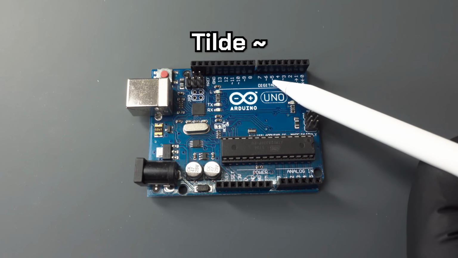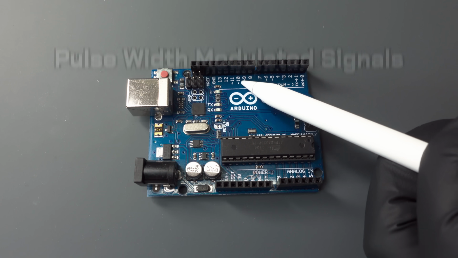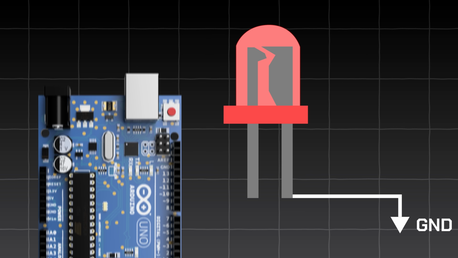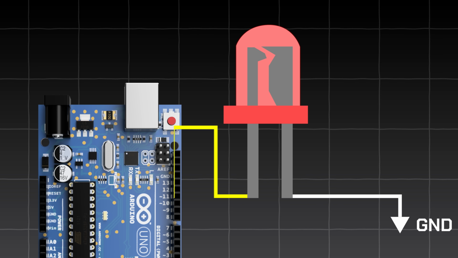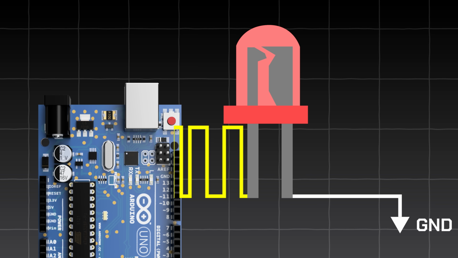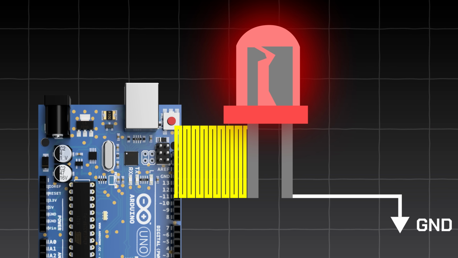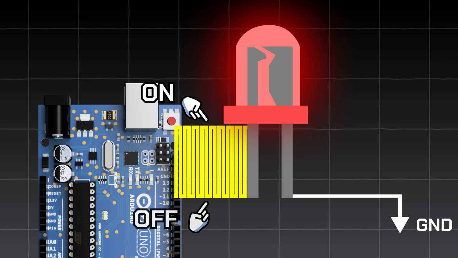Pins that have a tilde sign next to them are capable of generating pulse width modulated signals. Basically, these pins have the capability of turning on and off really fast, which can be used for finer control over things like the brightness of lights and the speed of motors. This light looks like it's on 100% of the time, but really I'm just turning it on and off so fast that your eyes see it as 50% power.